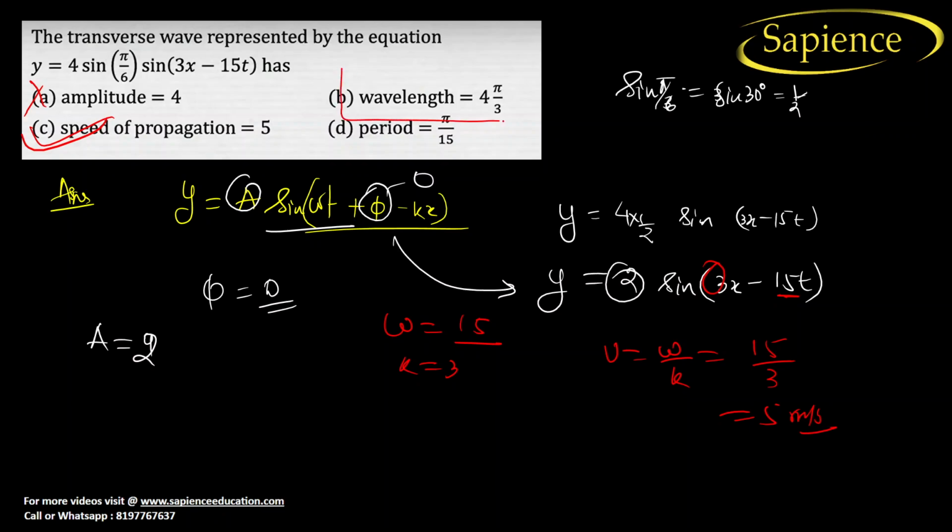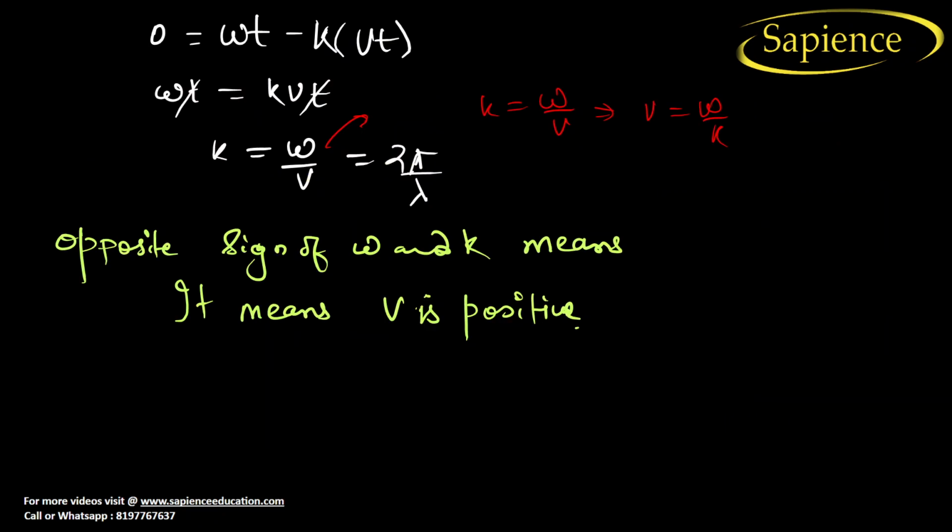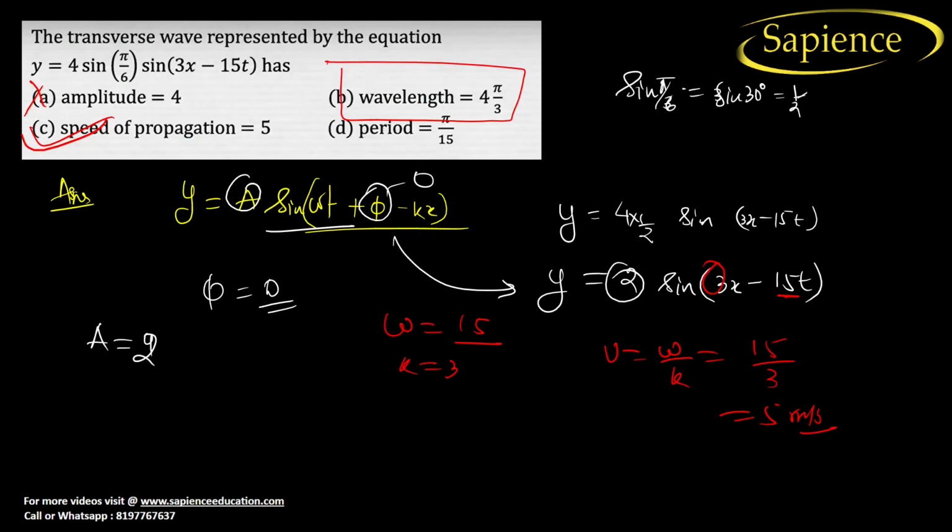Now if you want to find the wavelength, how will you find it? What is the formula for the wavelength? We can find wavelength λ equal to 2π by k. There are several processes, so why not use 2π by k? The value of k is 3, so λ is 2π/3. But here we are getting 4π/3, so definitely option B is the incorrect one. So this is wrong.